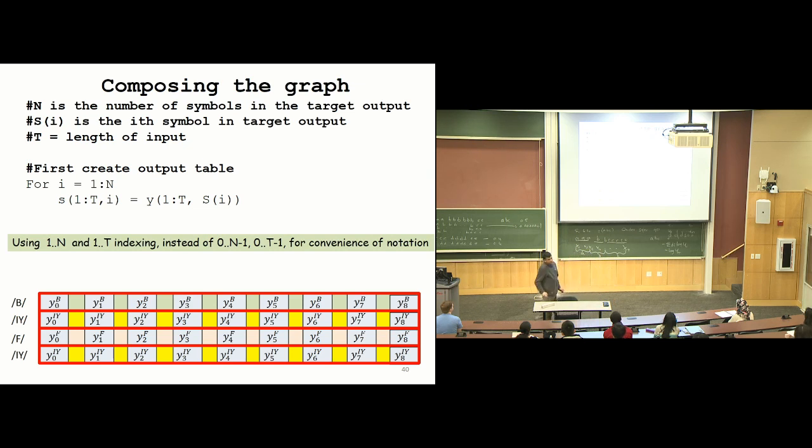So here is the little pseudocode for composing the graph. I'm going through my compressed sequence, which has n symbols. I'm pulling out the row corresponding to that symbol and sticking it below the previous row. So the first time I pull out the B row, then I pull out the E row, then the F row, and the E row again. I stack them together, right? So why would I do this?